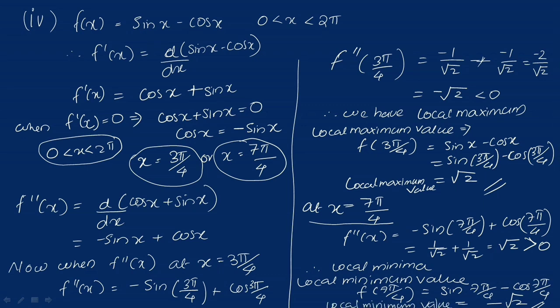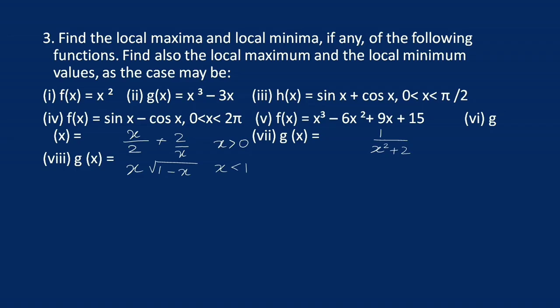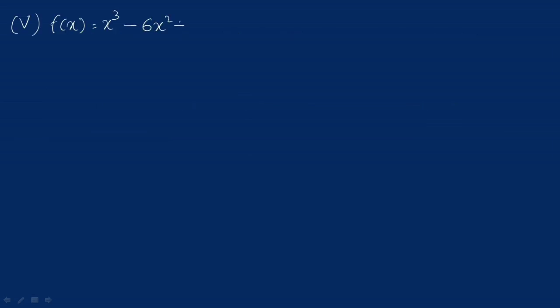So the local minimum value is minus root 2. Fifth question: f of x is equal to x cube minus 6x square plus 9x plus 15. We will be finding f dash of x, that is d by dx of x cube minus 6x square plus 9x plus 15.